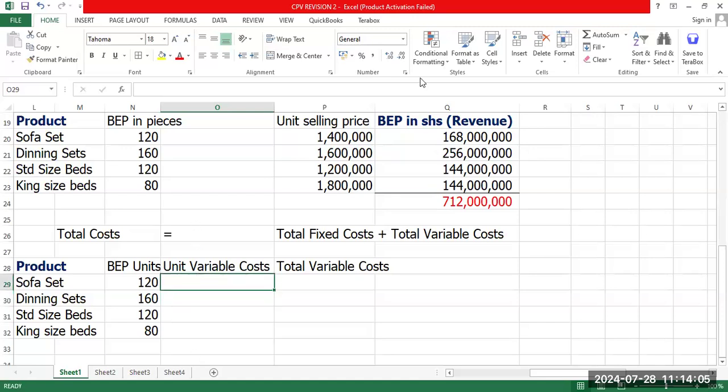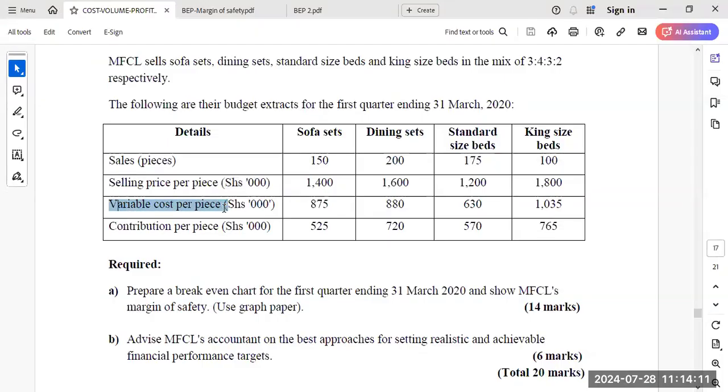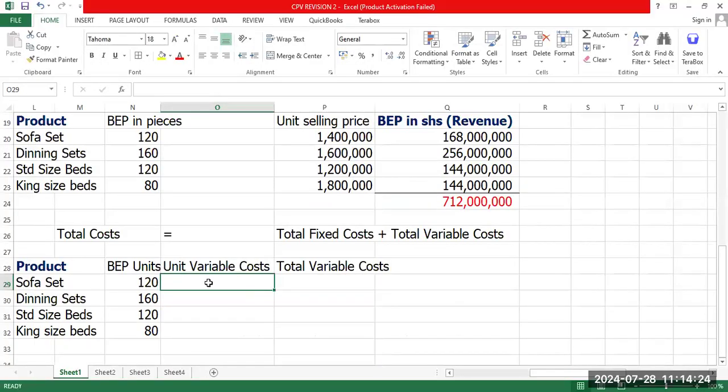What is our unit variable cost? Go to the question and check. Your unit variable cost per piece is this one. So we copy that. Someone tell me what is the figure here? 875. 875,000. Then here 880. Then I add 3 zeros because those figures are given in 1,000.